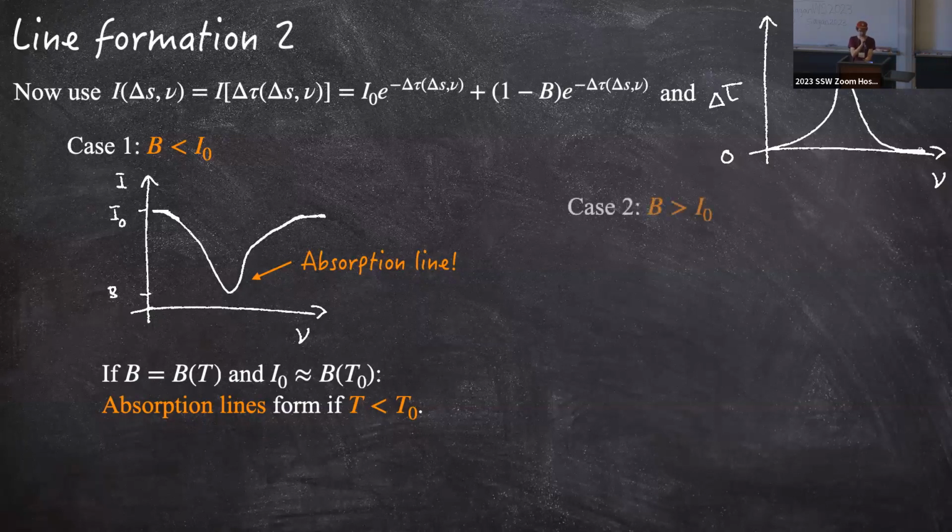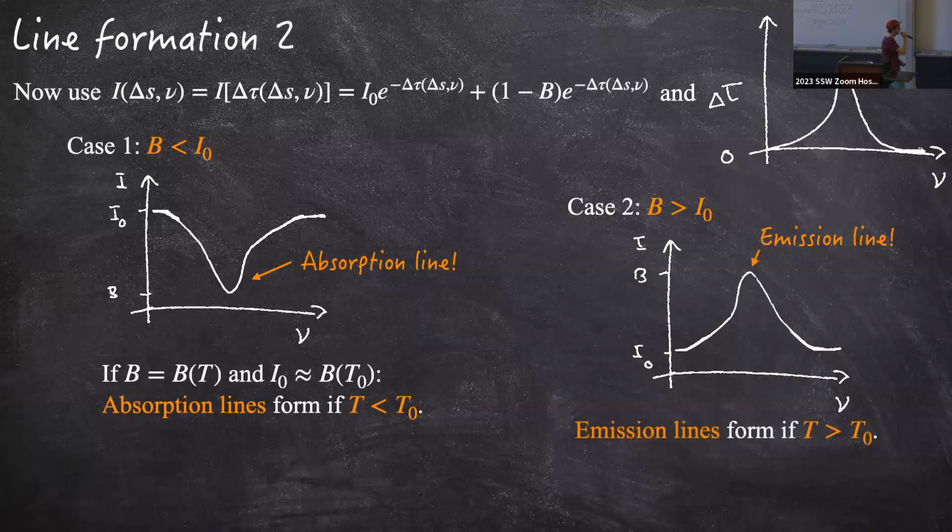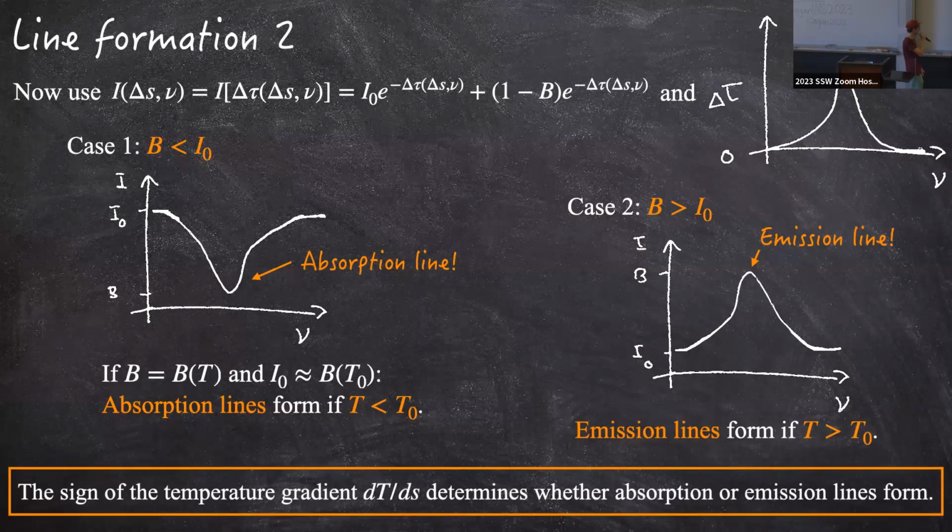And the opposite happens if B is larger than I0. Then it stays again out of the line core, it stays at I0, but it goes to B in the line core and it's larger than I0. This is a so-called emission line, which forms if T is larger than T0. Right, and like we alluded to, the sign of the temperature gradient in general, if you have a system that you solve the radiative transfer through, like an atmosphere, the sign of the temperature gradient dT/ds determines whether absorption or emission lines form. If the temperature goes down in the atmosphere and you look at the flux coming out as you go up, then there will be absorption lines.